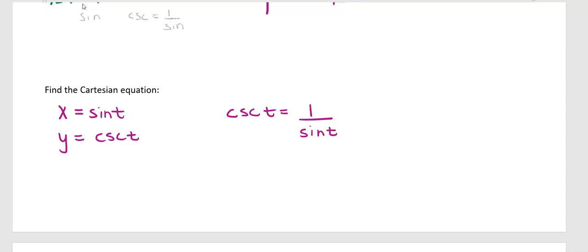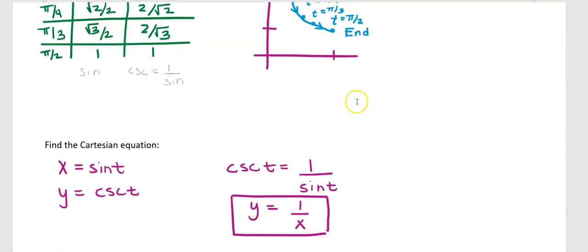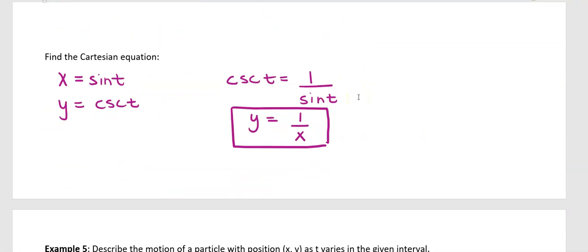So once I set up this relationship, I can very easily just replace them with their appropriate variables. So cosecant is y, and sine is x. So this would be a nice Cartesian equation for this situation. Again, we were given an interval. Our interval was from 0 to pi over 2. So we need to create a new interval to match that. So here's our interval. We started from 0 and we went to pi over 2.